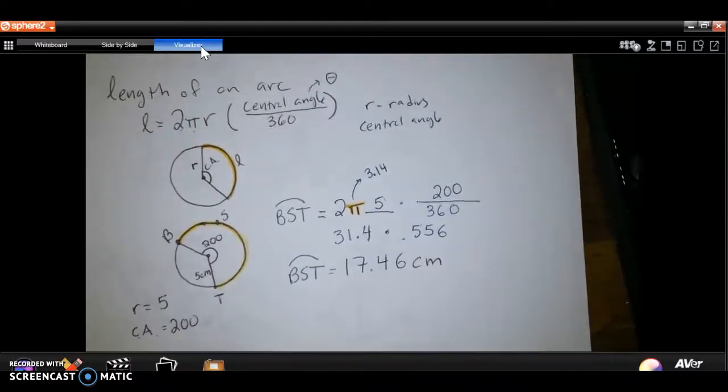You can see that this is a pretty straightforward example. It's really not that difficult to work through. So watch these videos, and then try the try it section. See if you can get it. If you have questions, make sure you shoot a message to your teacher or shoot a message to me.